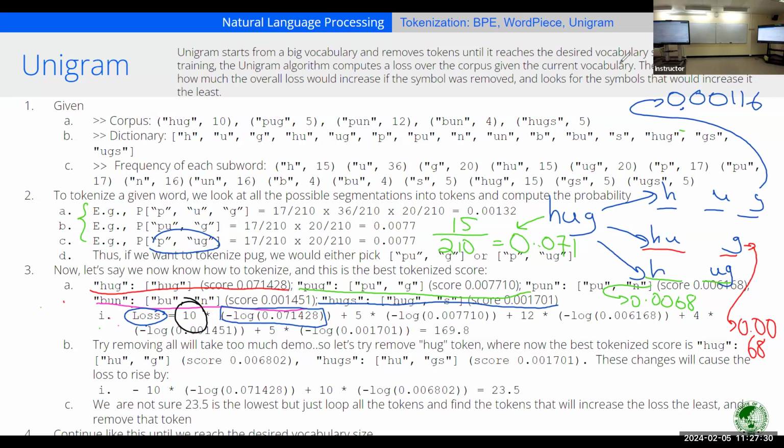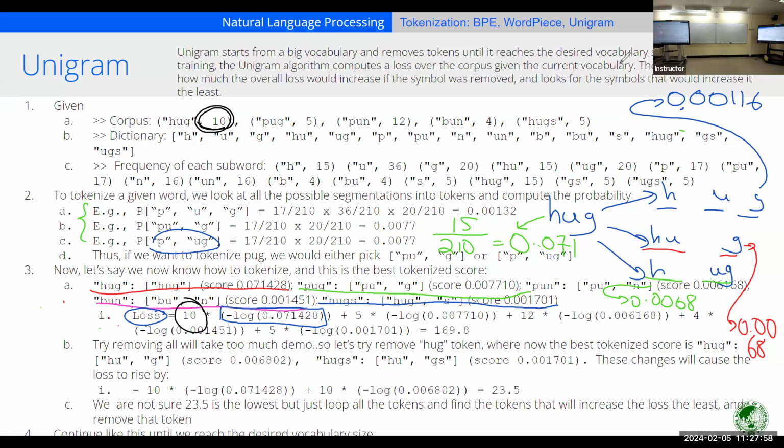Can anyone tell me where this comes from? Yeah, it's basically from here, right? That is how many times this guy comes. The reason why we need to multiply by 10 is so that we understand that if this guy comes often, then we need to care about this guy a lot, right? If we do the subword wrongly, then this guy will affect the total loss, right?